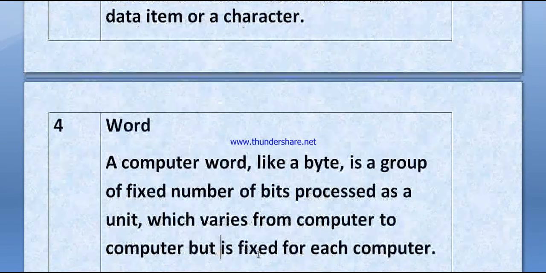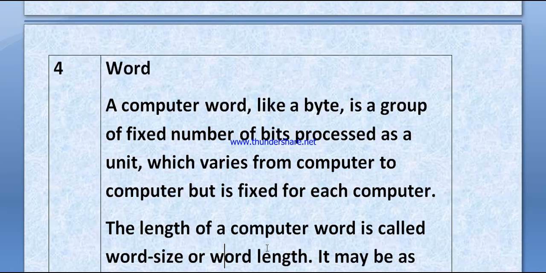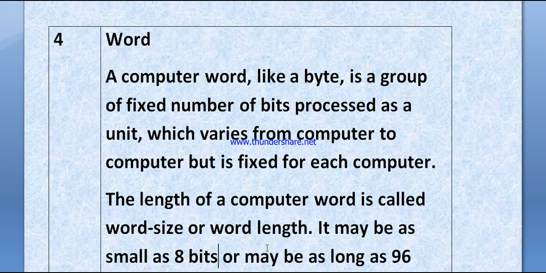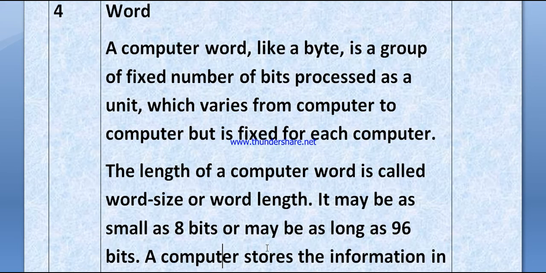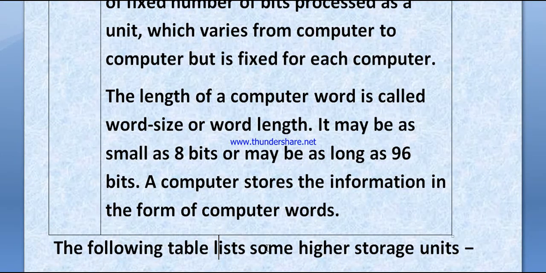Now a word. A computer word, like a byte, is a group of a fixed number of bits processed as a unit, which varies from computer to computer but is fixed for each computer. The length of a computer word is called the word size or word length. It may be as small as 8 bits or as long as 96 bits. A computer stores information in the form of computer words.